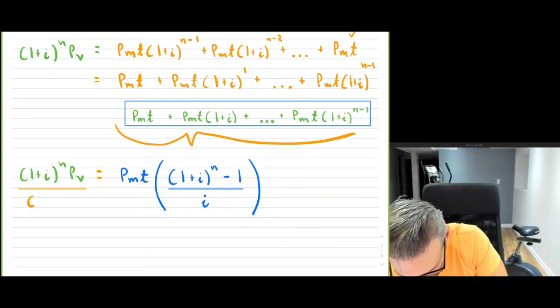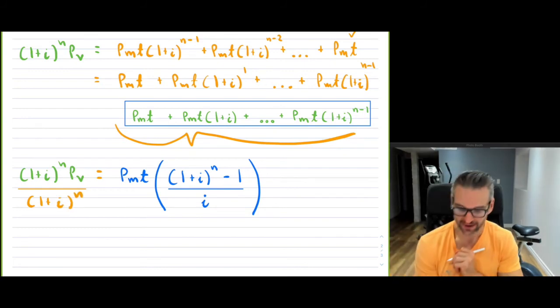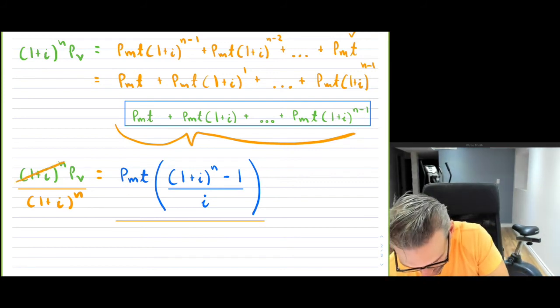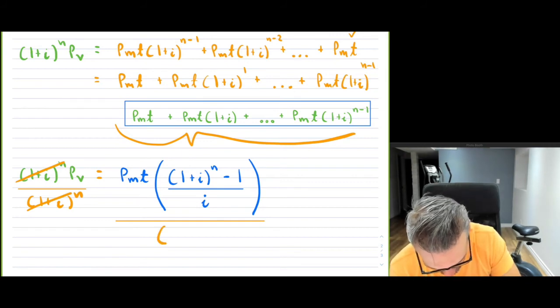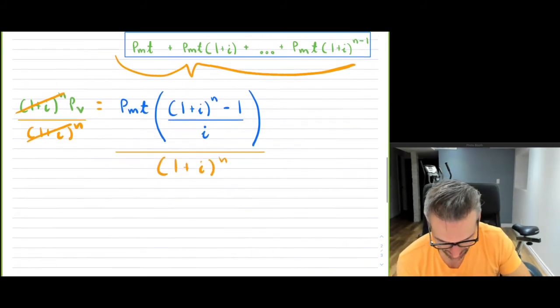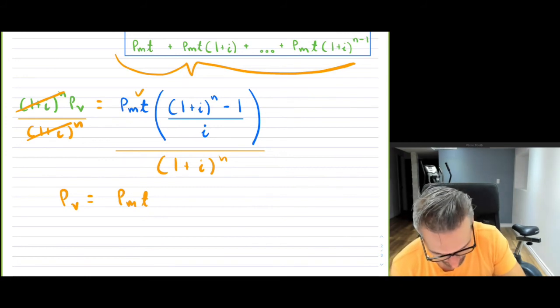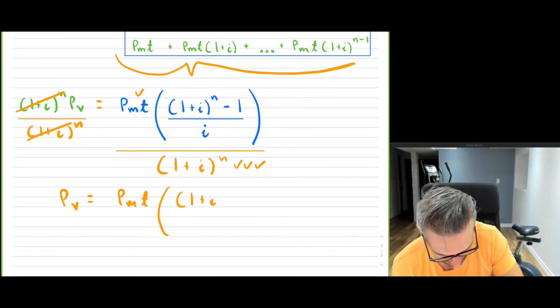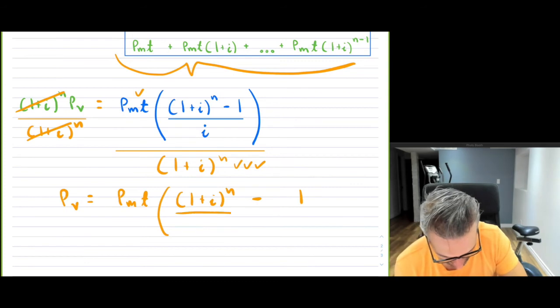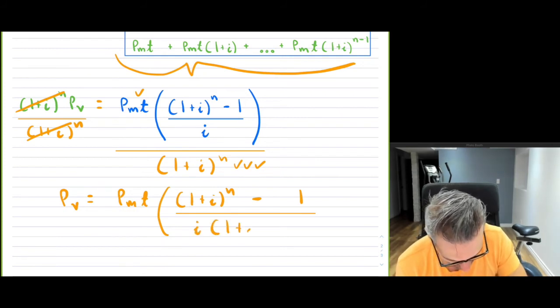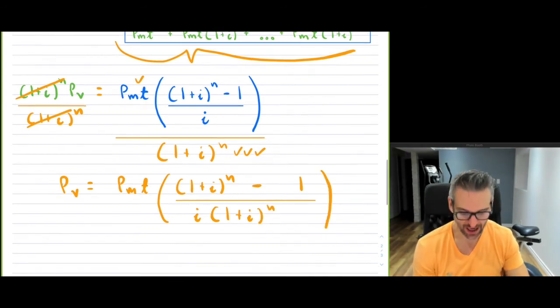And now what I'm going to do is take both sides and divide both of them by (1 plus i) to the n. So that's going to cancel this, and I'm going to bring this below here. So what I have is that my present value is equal to payment times (1 plus i) to the n minus 1, and this division right here is going to end up in the denominator, divided by i and (1 plus i) to the n. So that's what you have.